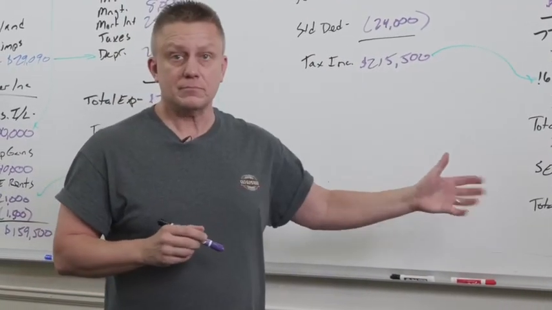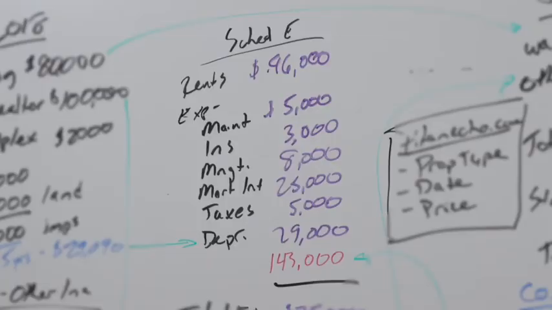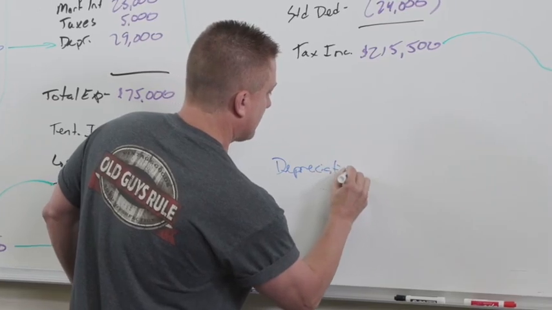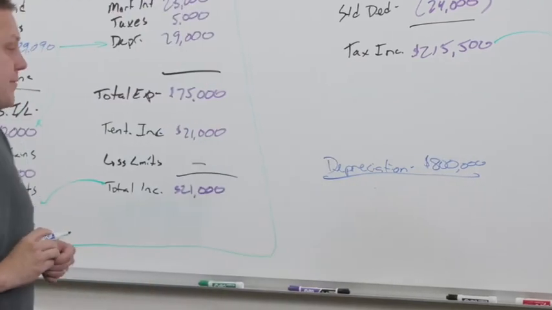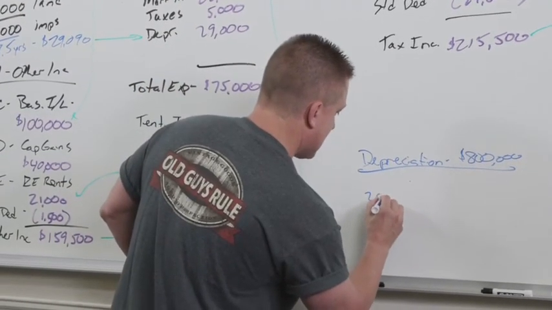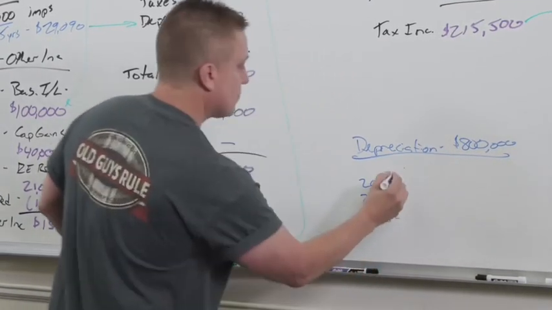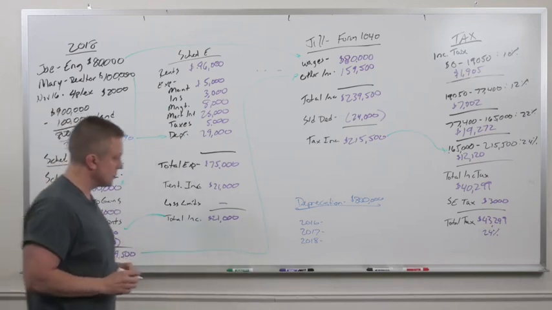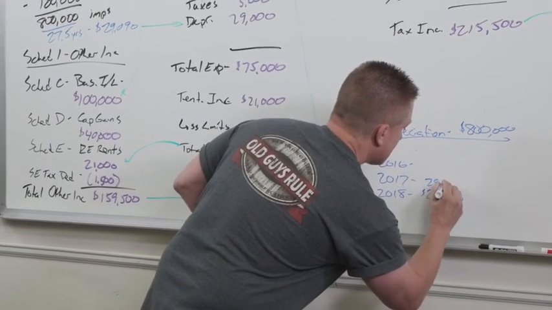Okay, not bad. Now I want to relook at depreciation. Remember, depreciation we have over here. If I break that down a little bit, remember they have an $800,000 asset depreciating, right? They bought it in 2016. They had depreciation in 2017 and now 2018. And if you remember, we said $29,000 a year for 27 and a half years. So 2018, we're going to say that's $29,000. Another $29,000 back in 17.